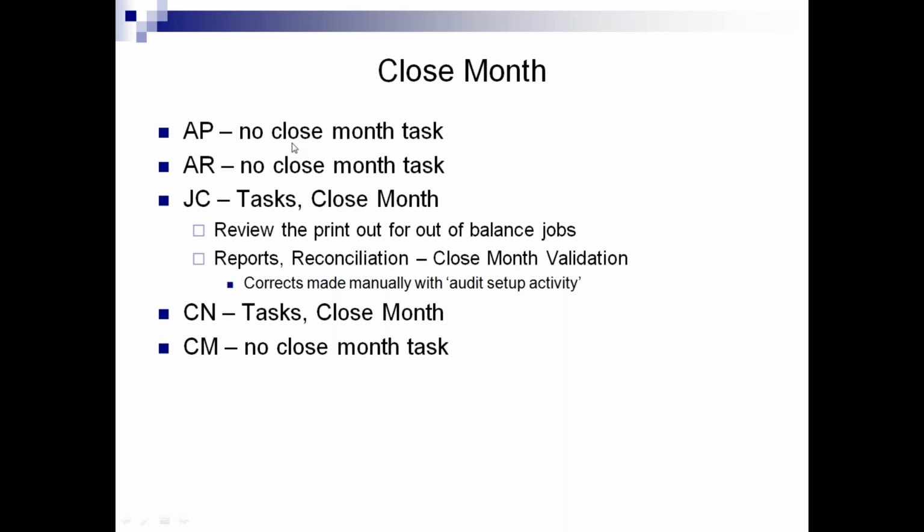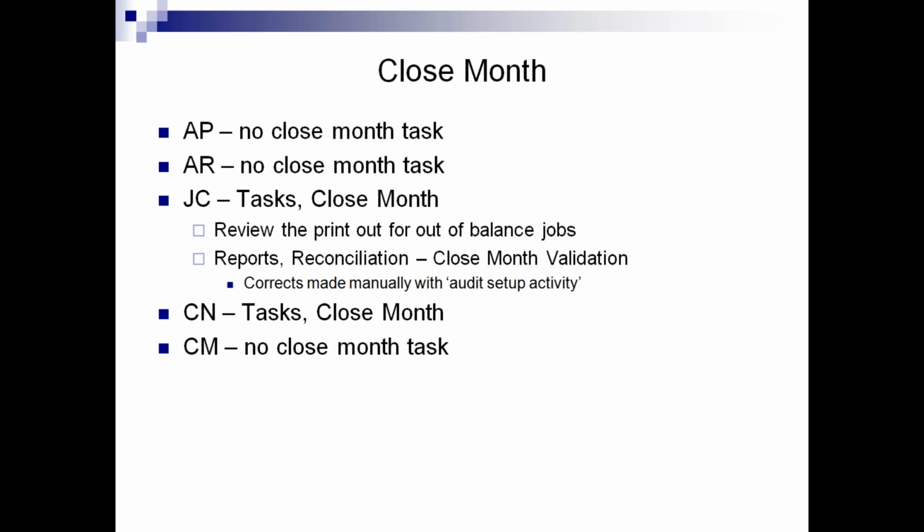All right, so accounts payable for the month end, there is no closed month. AP and AR both are on a year-to-date basis. So other than doing the reconciliation to general ledger, that's all you need to do. There's no task that you need to run. In job cost, there is a closed month. You'll run tasks, close month.